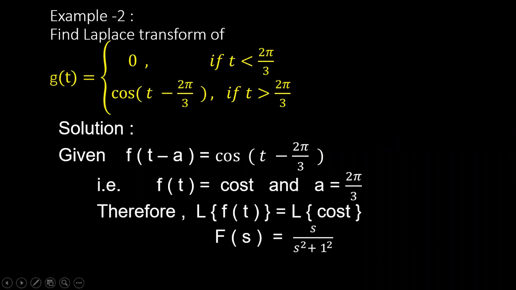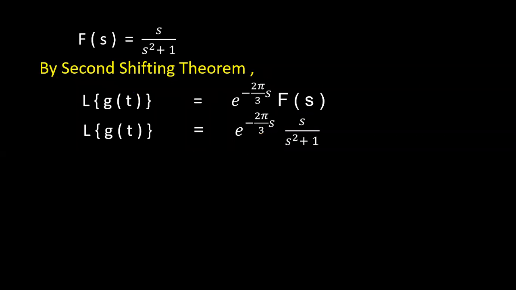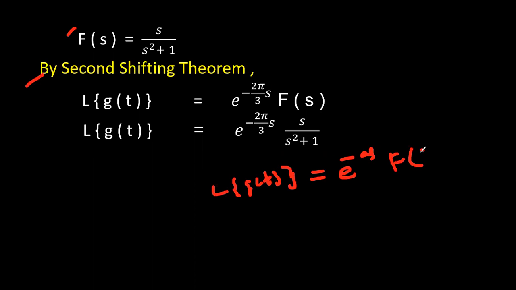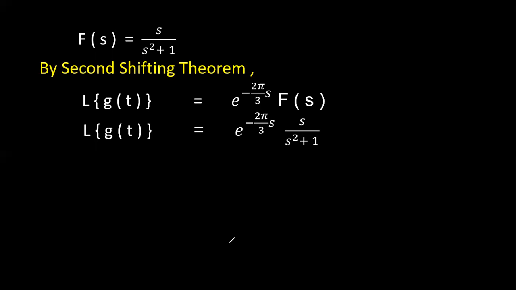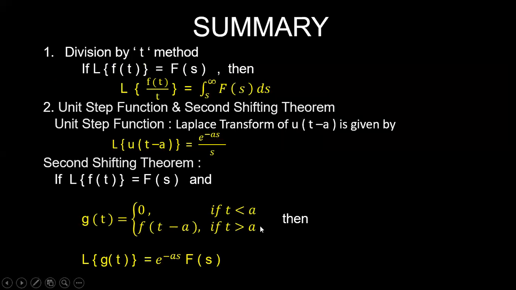Now directly apply the second shifting theorem. We got this f of s, and by applying the second shifting theorem, what will you get for the Laplace transform of g of t? The formula is e power minus as into f of s. What is the a value? 2 pi by 3. So it is e power minus 2 pi by 3 into s. And f of s is s by s square plus 1. So this is the way we have to simplify the second shifting theorem for a given function or interval.